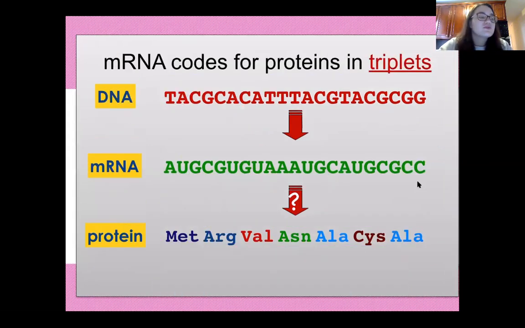We know that mRNA codes for proteins in triplets. We talked about this yesterday, but when we talk about triplets, we're actually talking about the word codons.